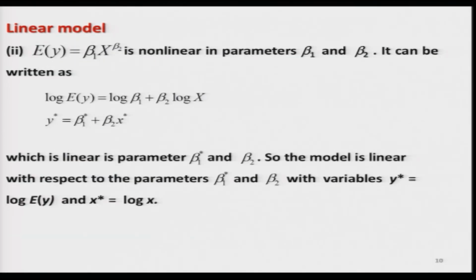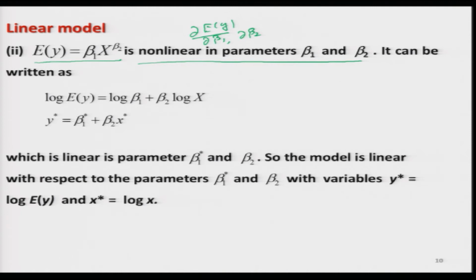Now, I try to take some more examples which are a little bit complicated. Suppose if I try to take the model expected value of y is equal to beta 1 into x raised to the power of beta 2. So, if you try to find out here the partial derivative of expected value of y with respect to beta 1 and with respect to beta 2, you will see that they are dependent on the parameters. So, this model is non-linear in parameters beta 1, beta 2, but there is one option. We can use some transformation and possibly we can linearize it.